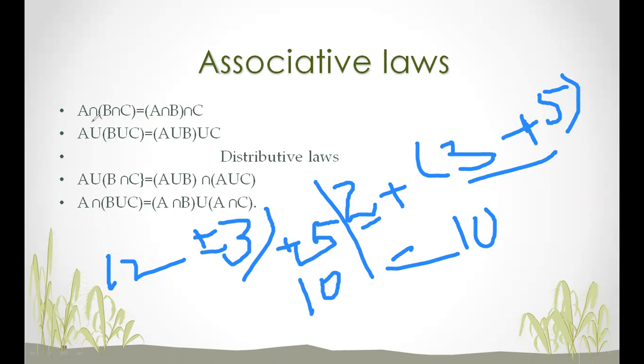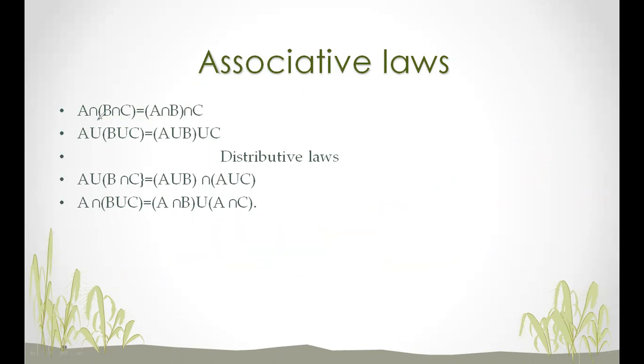Similarly, we have the associative law of intersection. First find the intersection of two sets, then include the third set. Here, first take the intersection of A and B and then include C. Then the answers of the left hand side and right hand side remain the same.